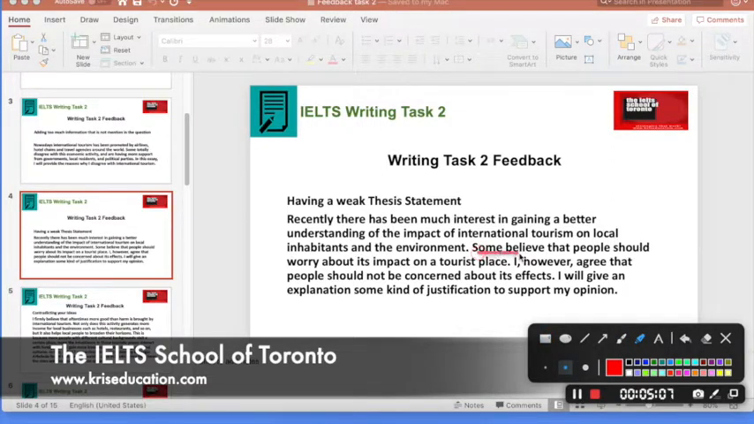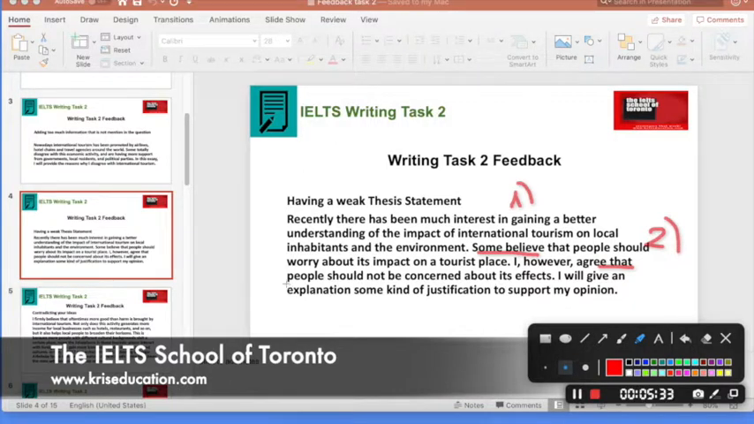Some people believe, if you mention some people believe, as a reader, I expect you to talk about the other side. So some people believe, however, I agree with those. You are representing one point of view. Some people believe, and I expect you to represent the other point of view. That's the logical progression, which this student is not doing.